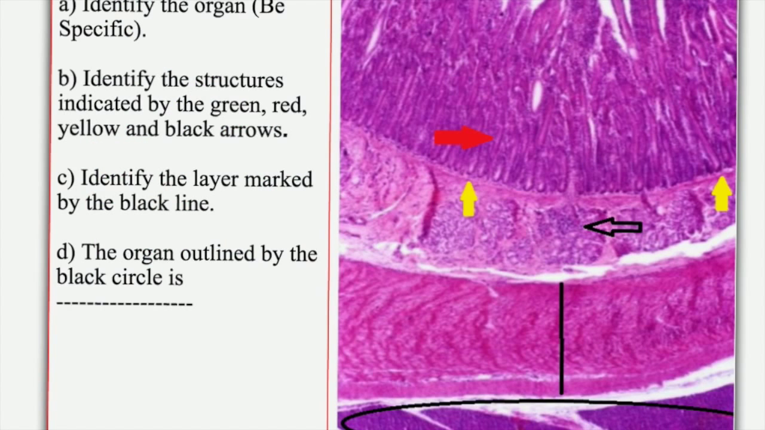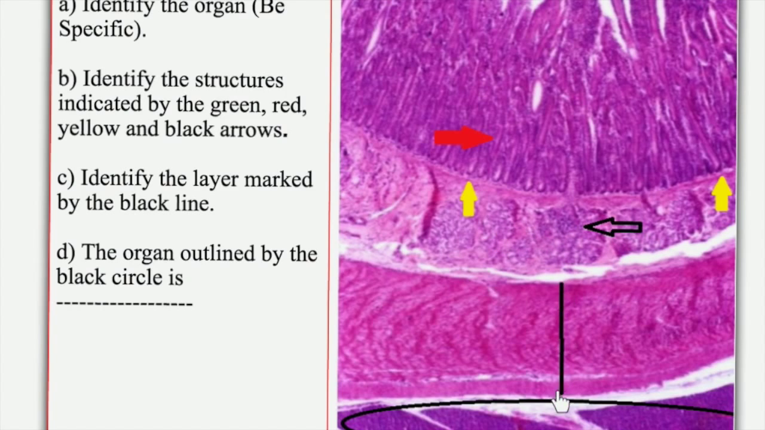Last question, identify the organ, be specific. It is the duodenum. Of course, we knew it from the Brunner's glands. Identify the structures indicated by the green. These are villi. Red, these are crypts. Yellow, this is the muscularis mucosa. Black, these are the Brunner's glands.